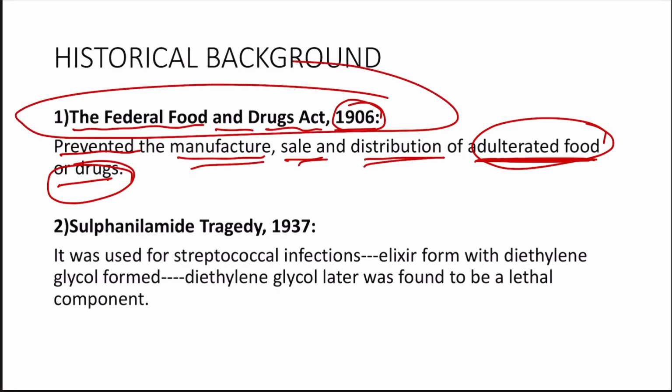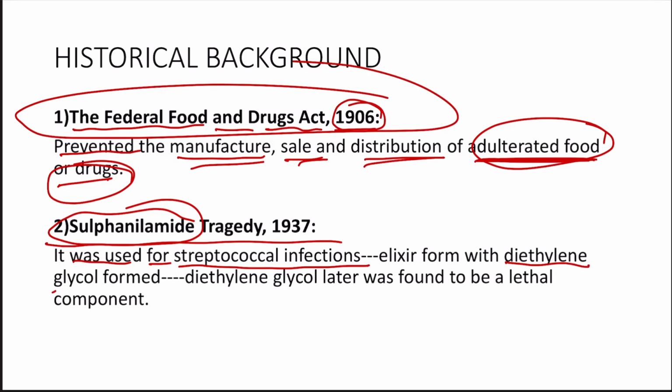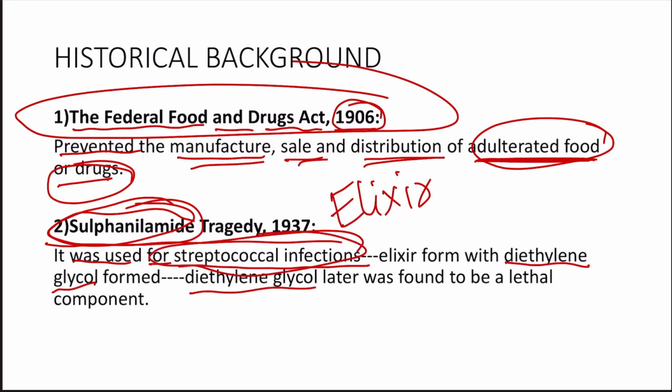Then we have the sulfanilamide tragedy. So in sulfanilamide tragedy, the basic thing was this drug, that is sulfanilamide, was used for the management of streptococcal infections, and it was found that there is an elixir, that is the diethylene glycol, in which the sulfanilamide was soluble. So the elixir form of the sulfanilamide was being used for the management of streptococcal infection, but later on it was found that diethylene glycol, which was used, was a lethal component.